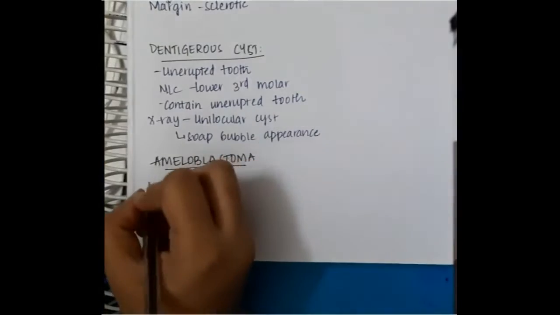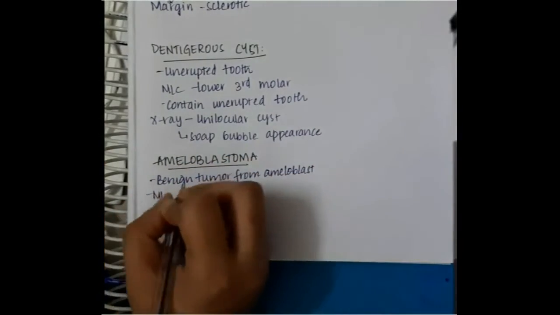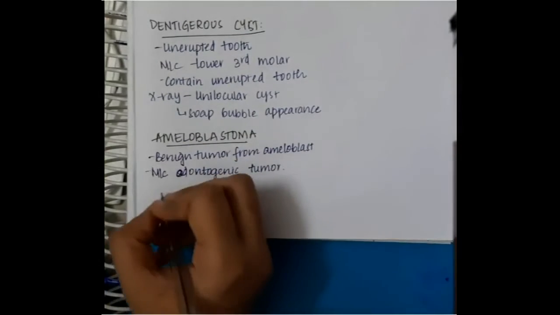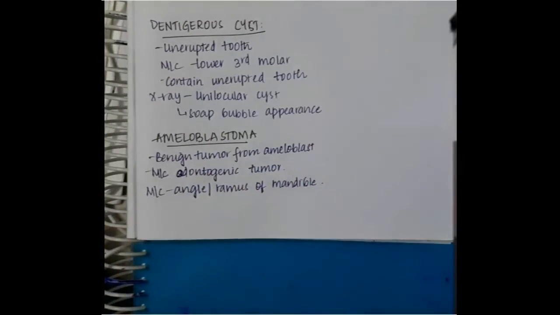Then we have ameloblastoma. Ameloblastoma is a benign tumor arising from ameloblasts. It is the most common odontogenic tumor and is seen in the angle or ramus of the mandible. So these are the different lesions of the oral cavity.